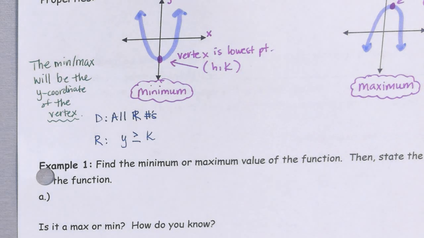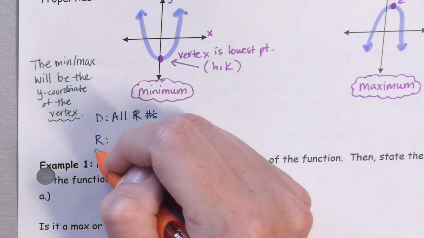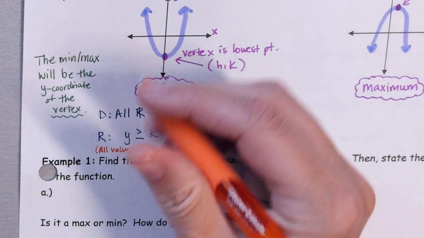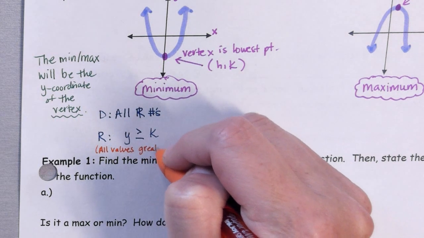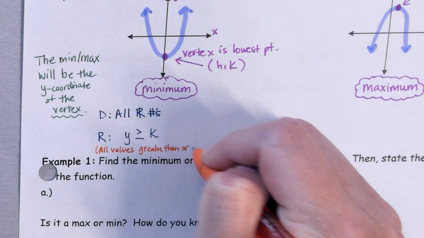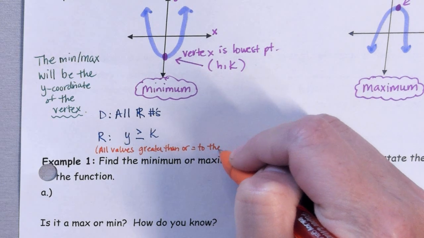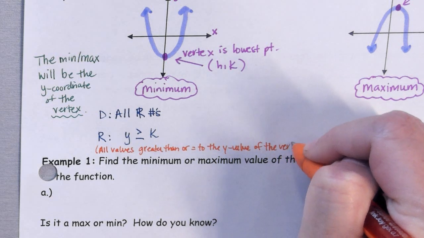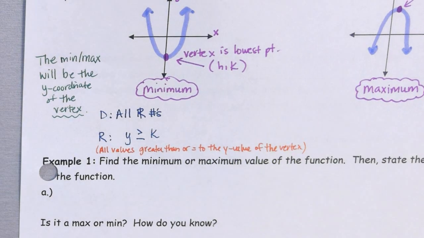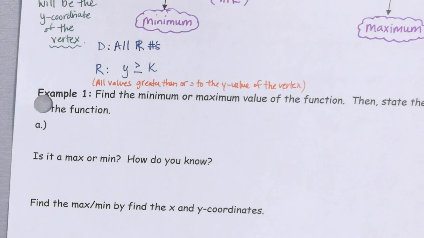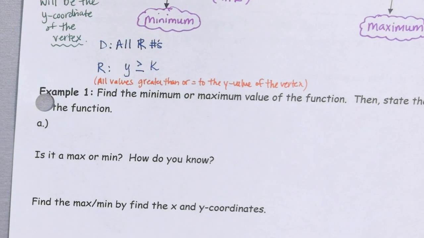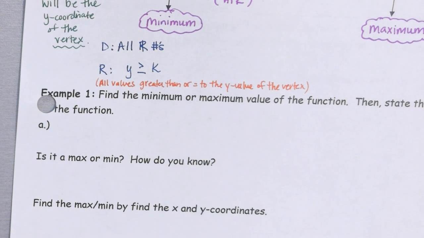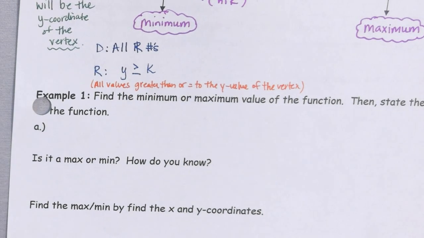Alright, so what that means is all values greater than or equal to the y value of the vertex. And so what's great about that is this is like a formula now. Once you know what your vertex is, you can plug in that value for k, because it's always going to happen like this for a minimum value.